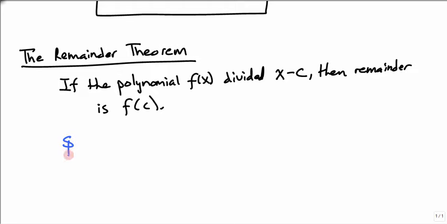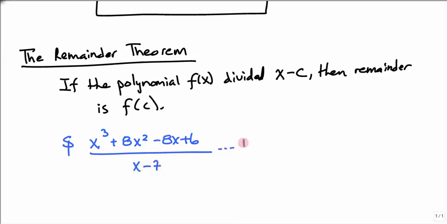So let's suppose we have x cubed plus 8x squared minus 8x plus 6, and we want to look at dividing that through by x minus 7. Well, if I want to find the remainder, if I want to check my work to make sure that the problem I just did was okay, I should be able to figure out my remainder by just taking my function and plugging in a value of 7. Remember, we always do the opposite here. So let's go ahead and do that.